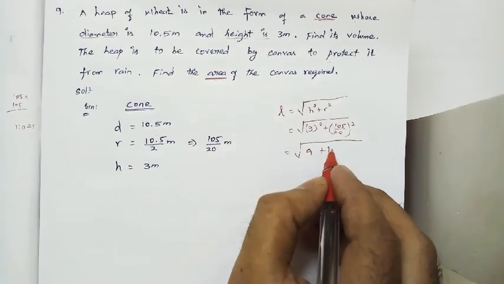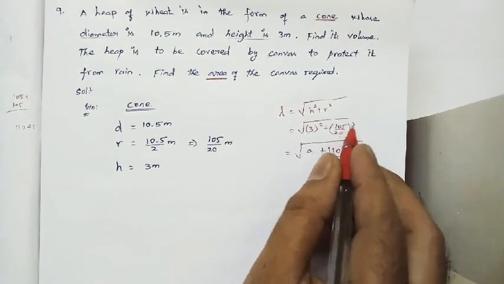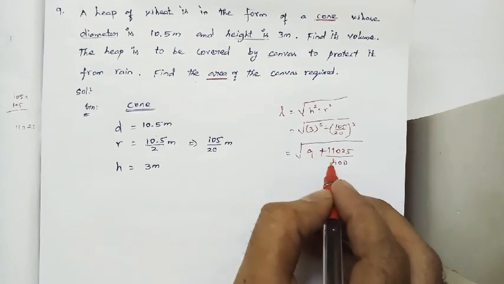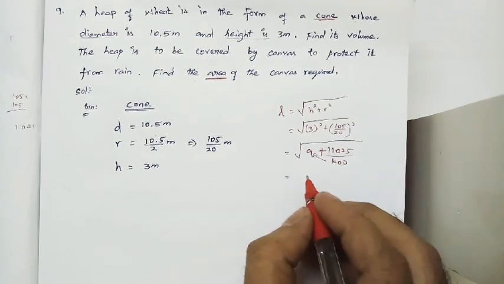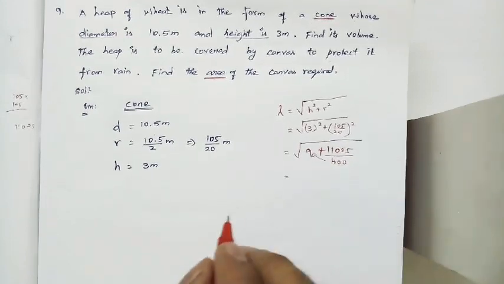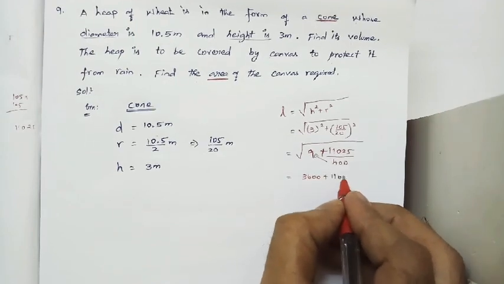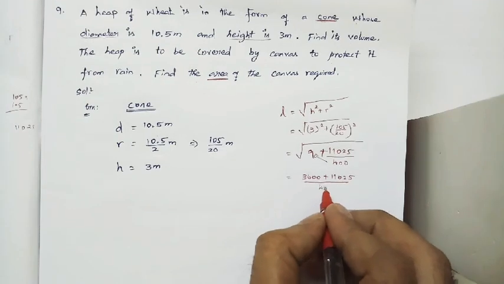This is equal to 11025 divided by 20 square. 20 into 20 is 400, right? Now just do this simplification. Taking the cross multiply, it becomes 400 into 9, which is 3600, plus 11025, the whole divided by 400.